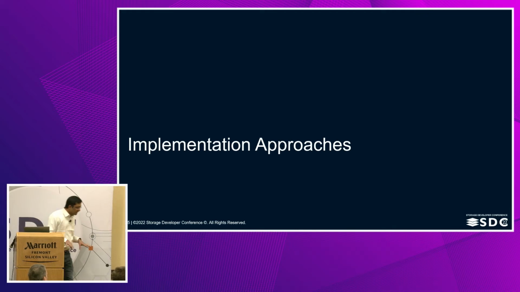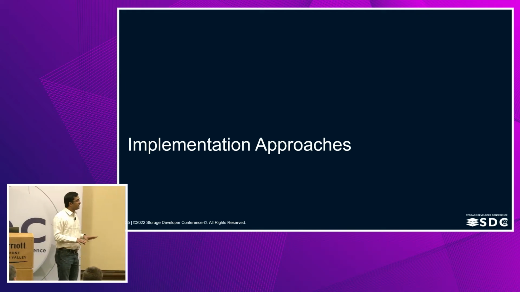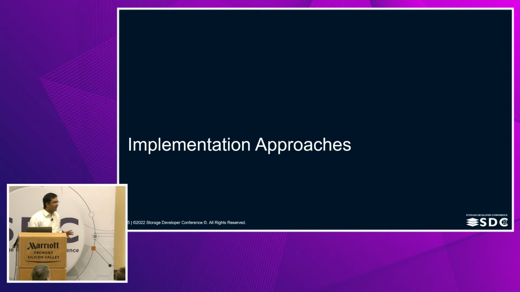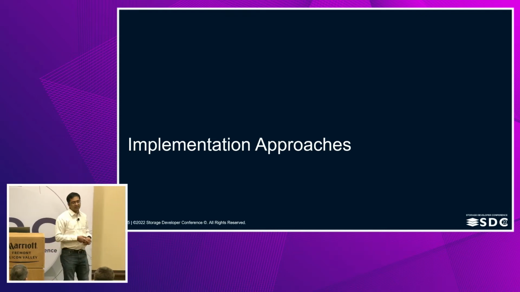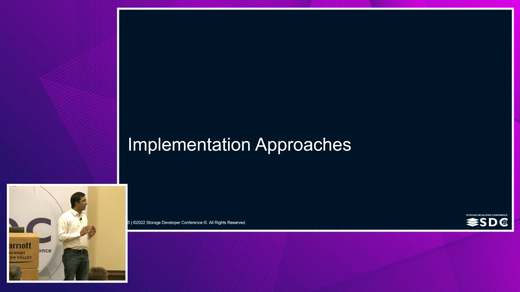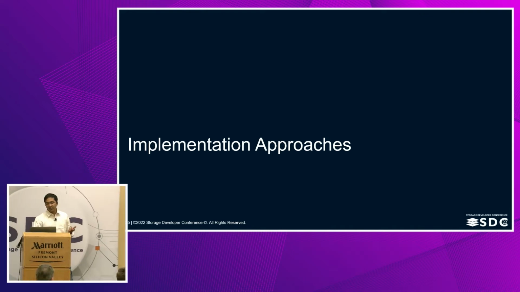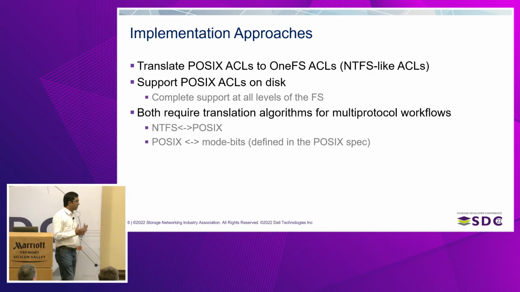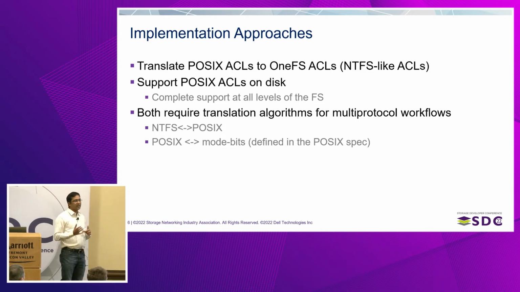Okay, so I think I've laid the groundwork, at least as much as I could within the permitted time, to get to the implementation, right? We had requirements to implement HDFS ACLs in OneFS, and it was a very high priority requirement. We had to meet it. Like I said earlier, we support Modbits and NTFS ACLs in OneFS, and we needed a way to support HDFS ACLs. As you can imagine, POSIX ACLs are a completely different beast compared to Modbits and NTFS ACLs. So how do you support this, right?